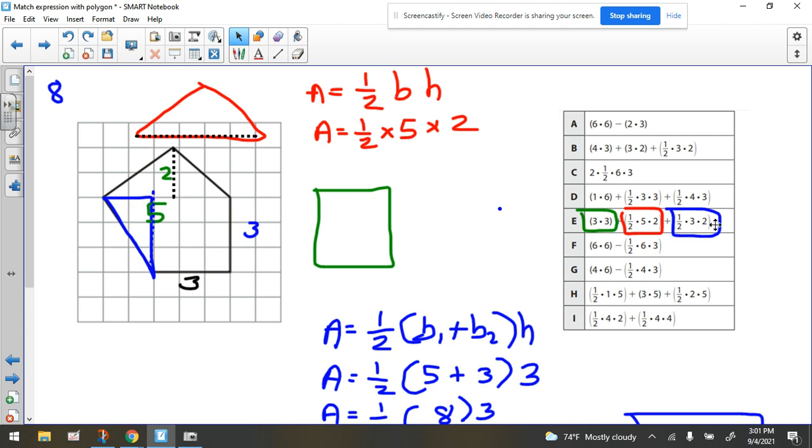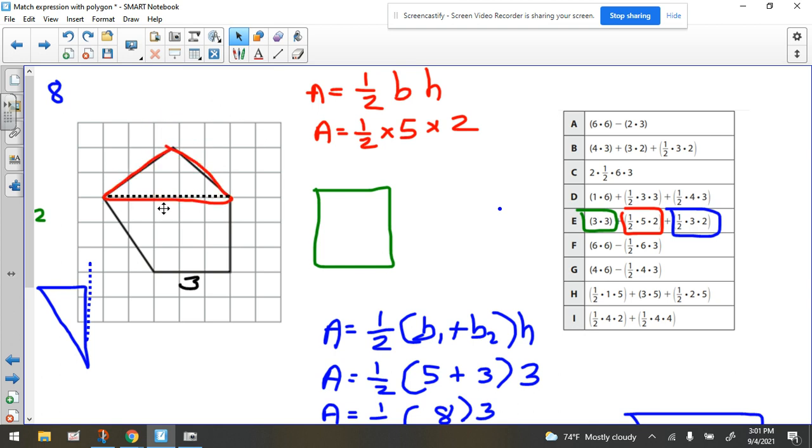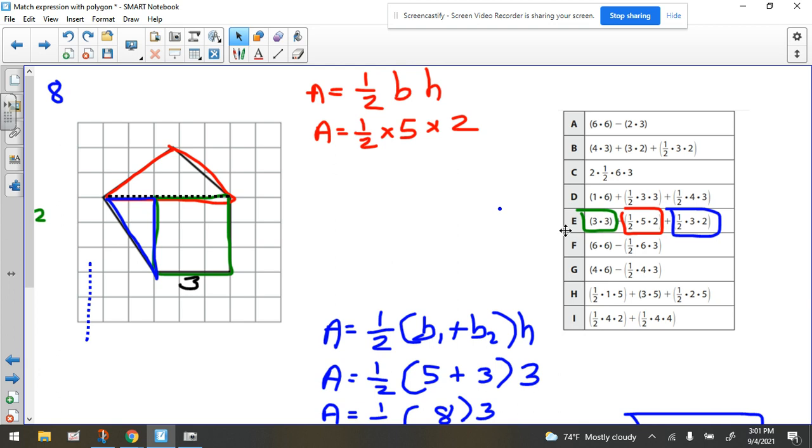So that is consistent. And if we were going to find the area of this polygon, let's move everything out of the way so you can see it, we would be taking the area of this triangle and adding to it the area of this square and adding to it the area of this blue triangle, and that would give us the area of the entire polygon. So that does match up with choice E. For number 8, you're going to go ahead and pick choice E.